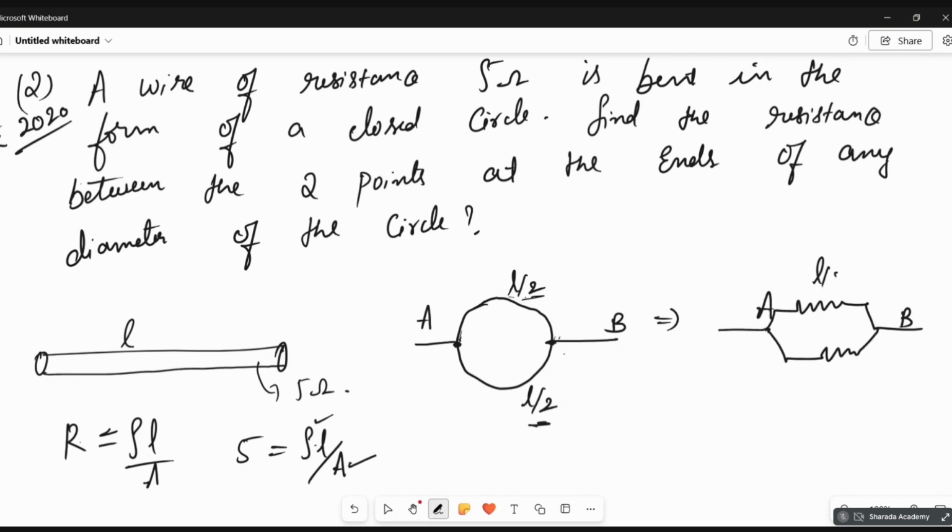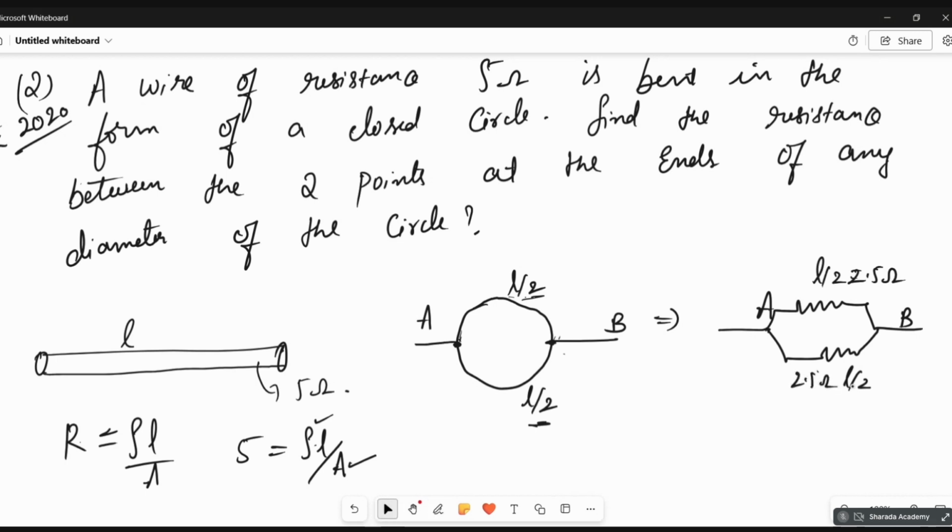And length L by 2, length L by 2. Everything else is the same. Length I have reduced by L by 2. So what will be the resistance? It will be 2.5 ohms. Both will be 2.5, 2.5. Correct? Now, two resistors are 2.5 and 2.5, so find the equivalent resistance. Resistance 2.5 ohms. This is also 2.5 ohms.